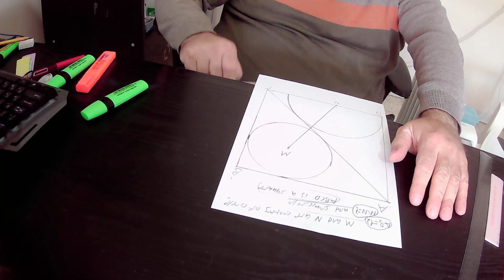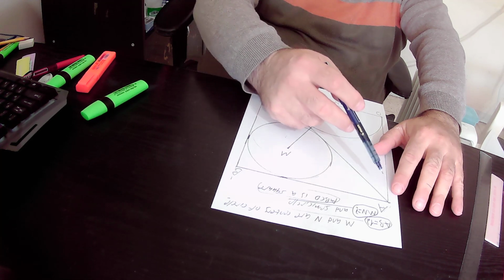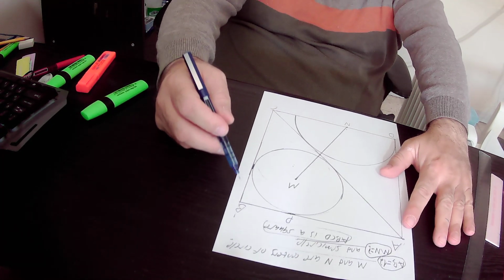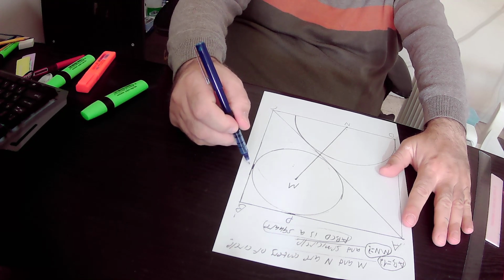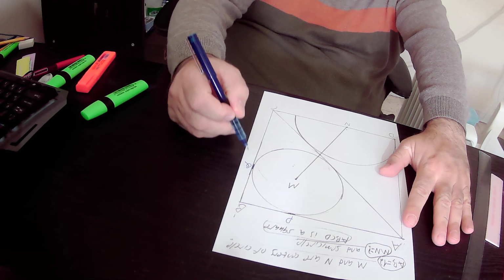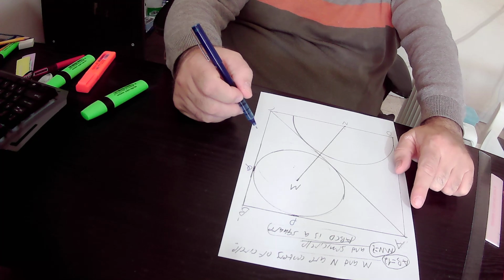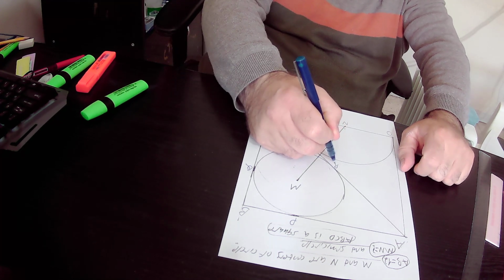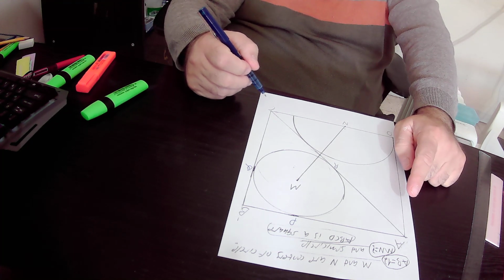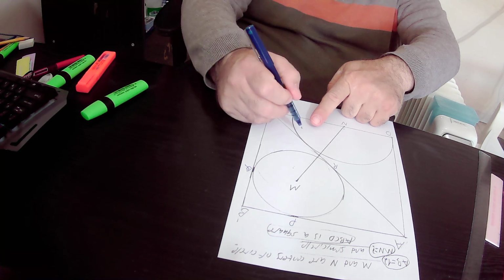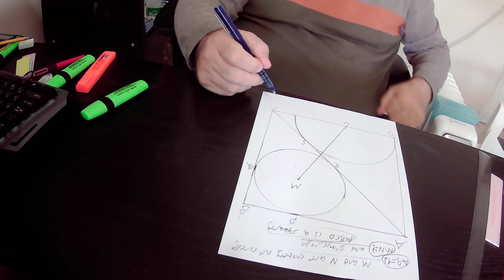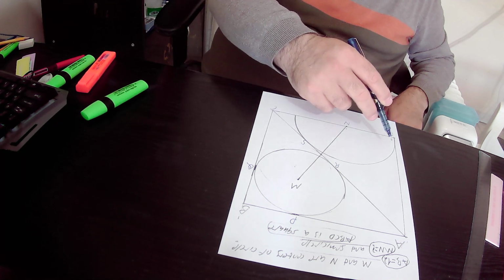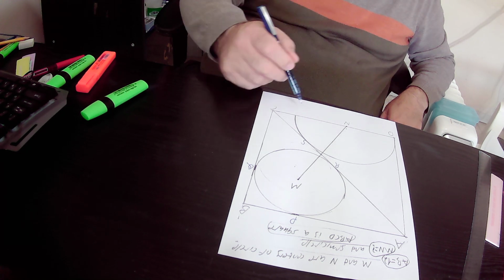we will define the point of tangency of AB with this circle as point P. We'll define the second point of tangency of BC with this circle as point Q. We will define the point of tangency of this circle with diagonal AC as point R. We will define the point of tangency of diagonal AC with this semicircle as point S, and we will define the touching point of the semicircle and side DC as point T.